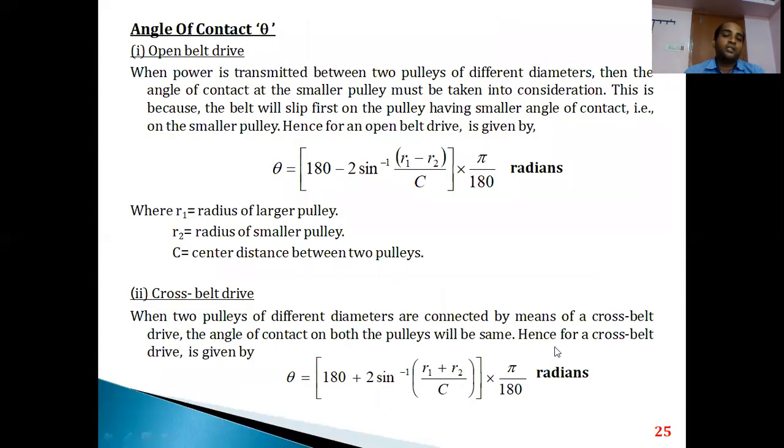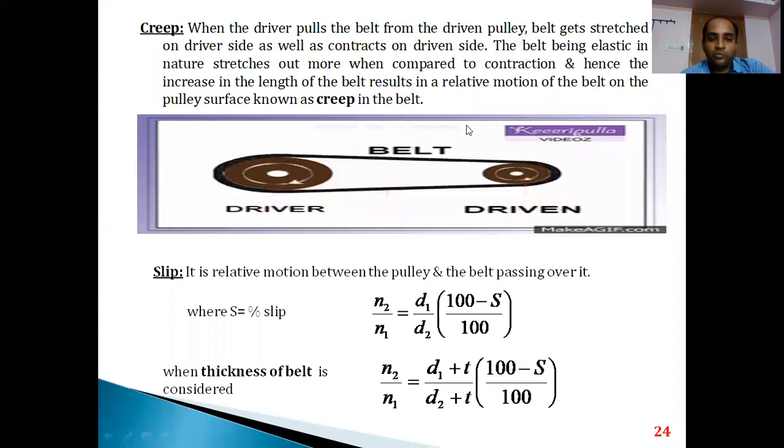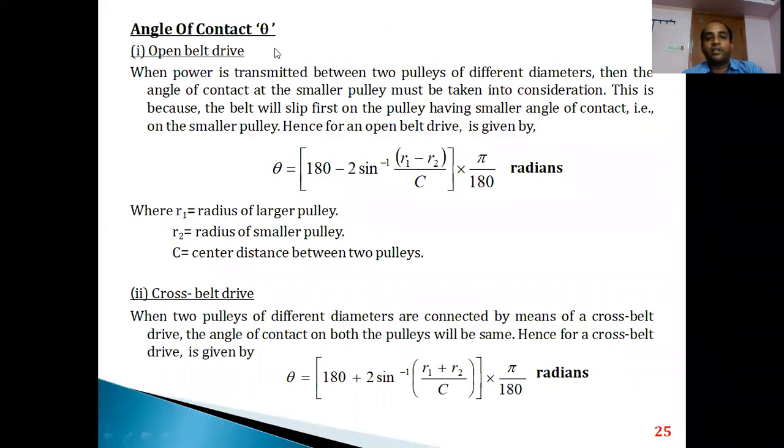Now, this is also a very important point, regarding the angle of contact. As we were discussing, whether you are using an open belt drive or a cross belt drive, the angle of contact, theta, plays a very important role. This angle of contact theta is different for open belt drive and cross belt drive. So how do we calculate this angle of contact theta for both cases?